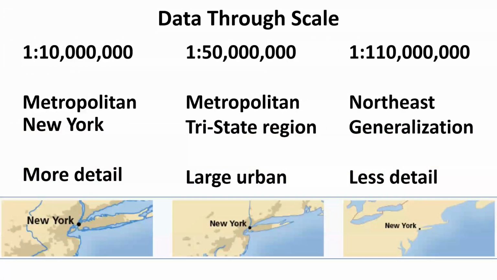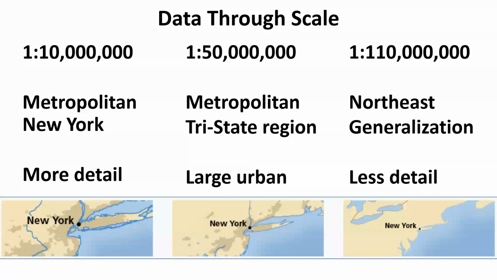Let's continue briefly through scale. On the first map on the left side, we're looking at metropolitan New York. And here we are zoomed in. Compared to the others, we have a larger fraction of 1 to 10 million, and so we can include more detail about the cities in the metropolitan area of New York. In the medium map, we have the metropolitan tri-state region. So we have a large urban region, and our scale is getting smaller as well. And finally, we have a small scale map on the right.